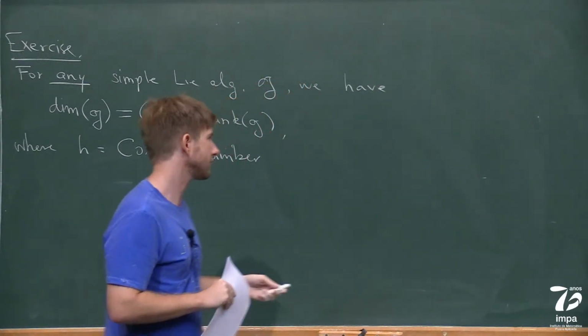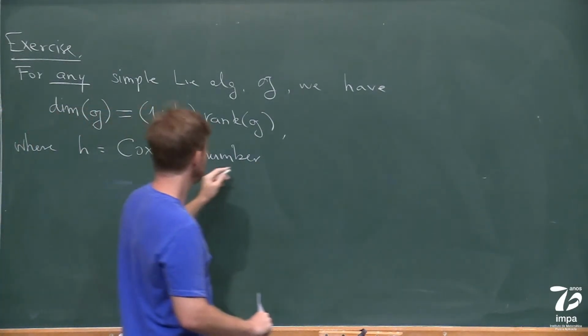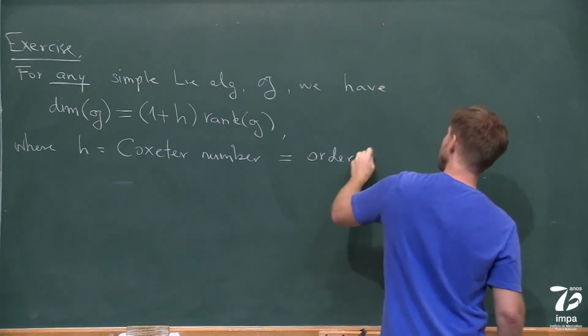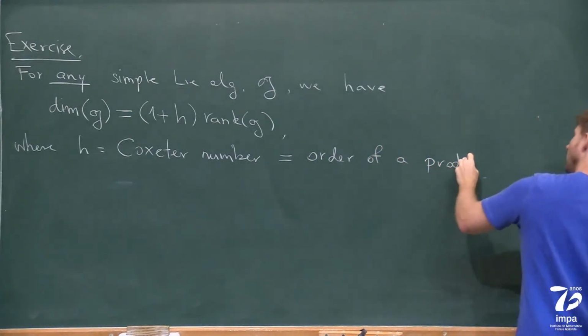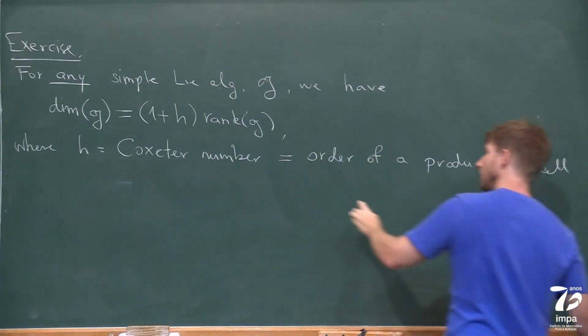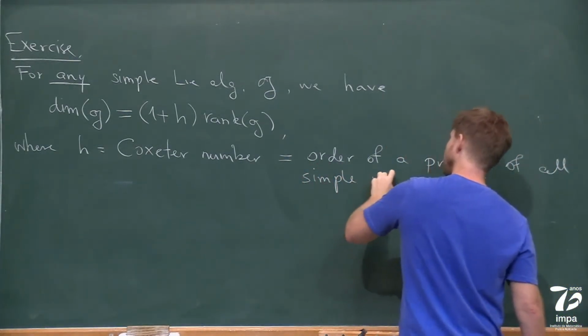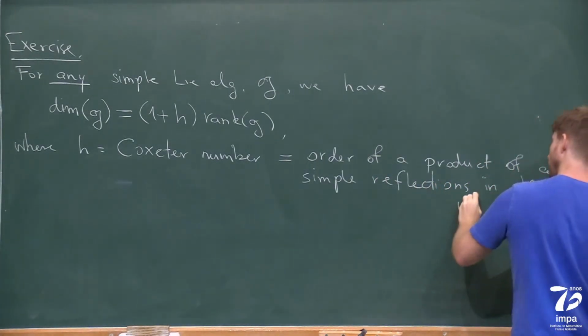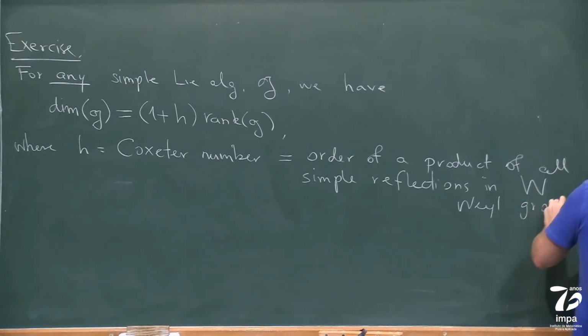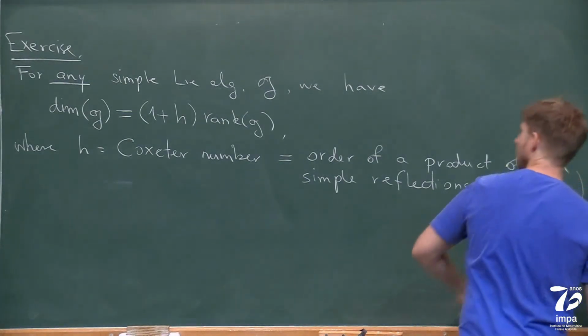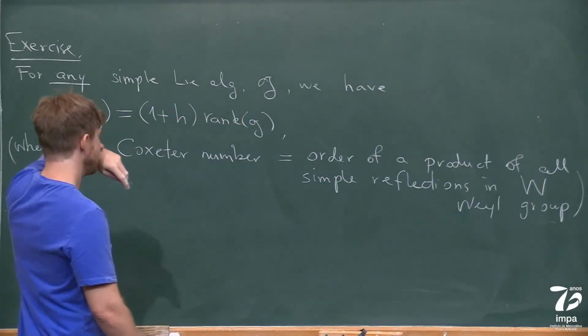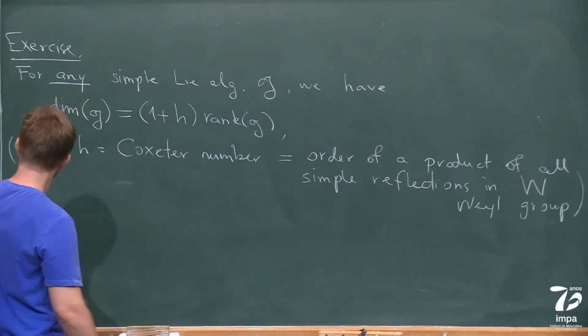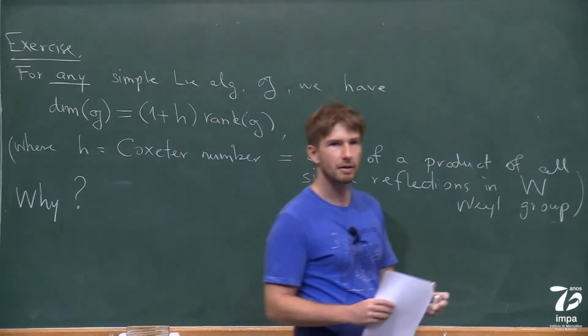Yes, h check was the dual Coxeter number. There's this other thing called the Coxeter number, which is equal to the order of any product of all the simple reflections in W, the Weyl group. Does anyone know why?